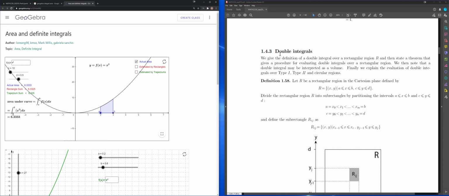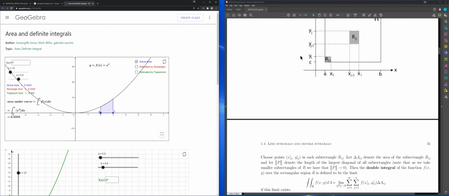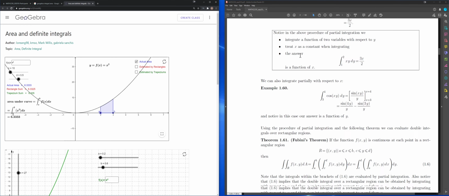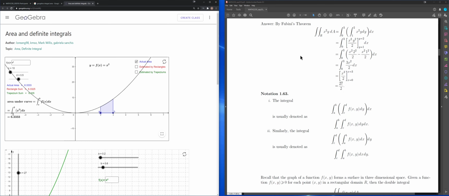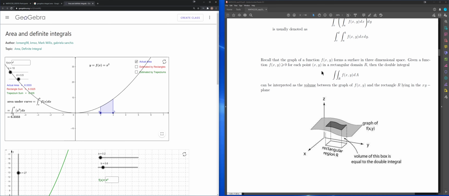So what we want to look at now is double integrals, right? Your topic of double integrals. The general notation for a double integral is this over here. You have a function of two variables, f of x, y, and you're going to be integrating over region R. This region R is a region in the xy plane.